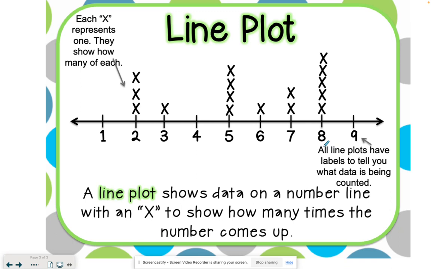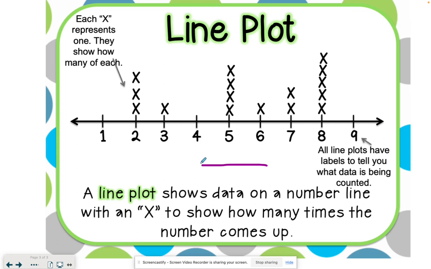So the one thing this line plot is missing is the title. It is also missing a label. The title would be what exactly it is we're talking about, and the label would be down below here, and it would tell us what these numbers actually mean. So in this case, it would have said pairs of shoes. And maybe the title would have been amounts of shoes each student owns. And then we could have our plot.